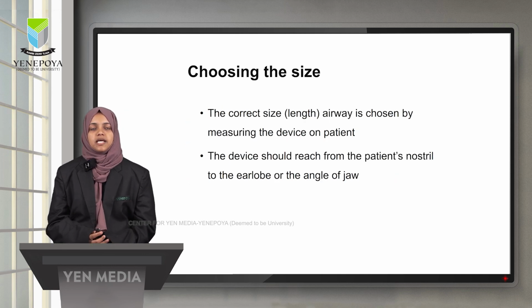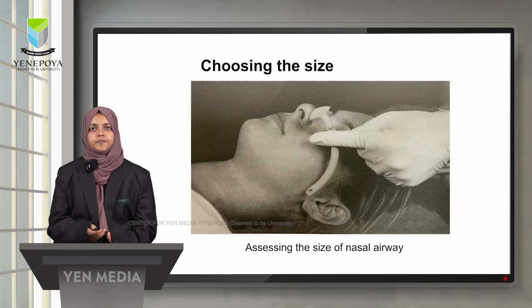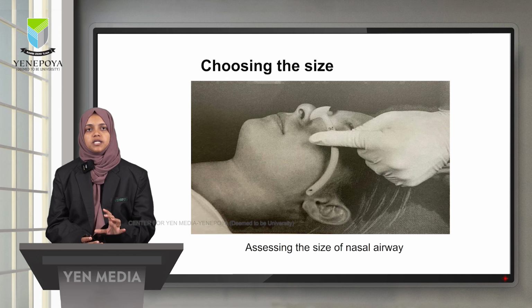How to choose a proper size of airway? The proper size of the nasal airway should be checked by measuring it, keeping it on the patient's chin. It should extend from the nostril to the earlobe or angle of jaw as seen in the picture.